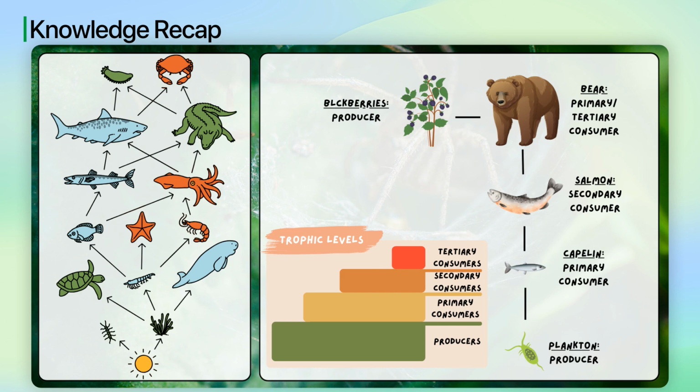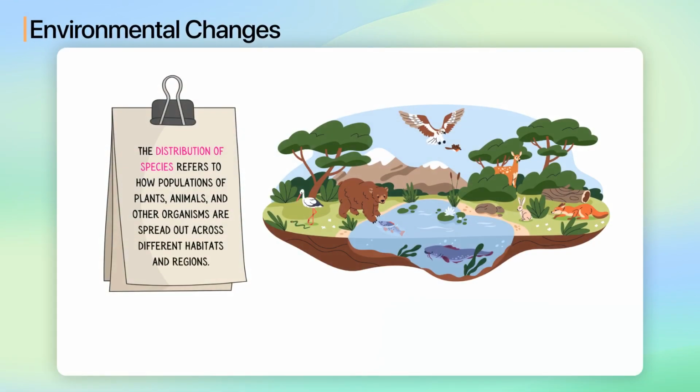Introducing the concept of evaluating environmental impacts on species distribution links theoretical knowledge with practical ecological challenges. This insight is essential for making informed conservation decisions and understanding the dynamic nature of ecosystems in our changing world. Let's get started. To begin with, let's clarify what is meant by distribution of species.